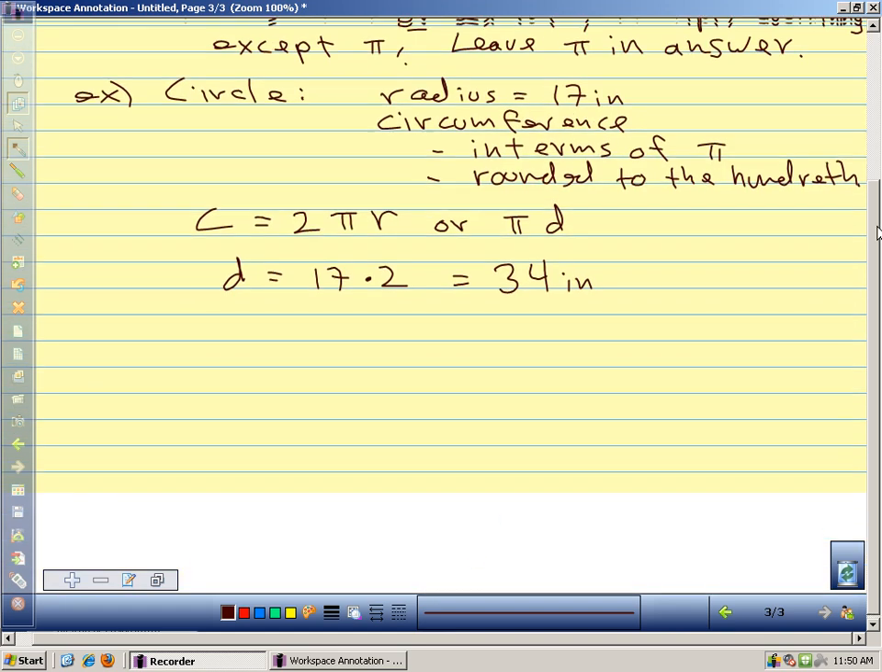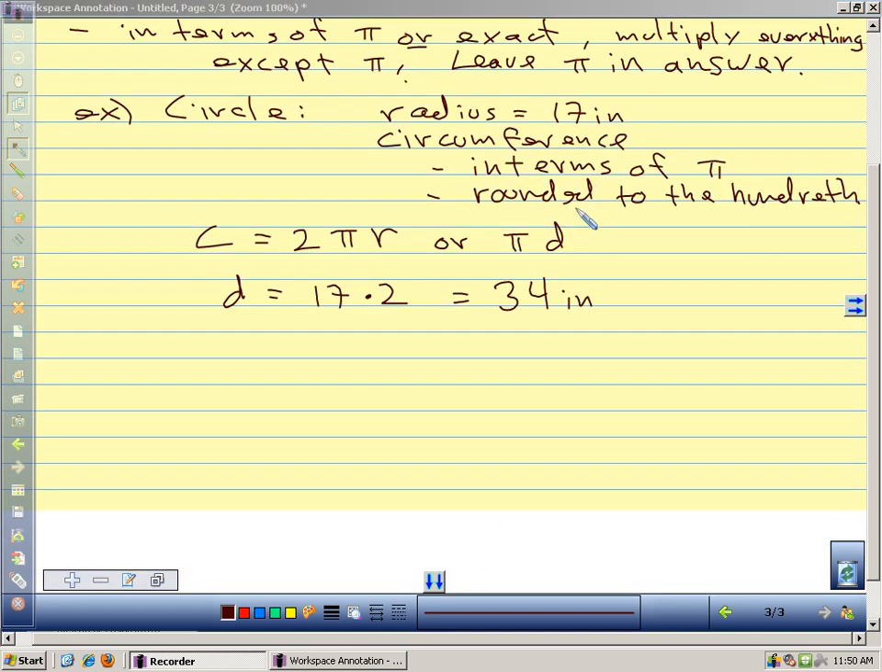So our circumference, if we want an exact answer or if we want it in terms of pi, is going to be 34 pi inches. I just leave pi there, so it's pi times d. My diameter, d, is 34, and I'm multiplying it by pi. 34 pi inches. And if we want it rounded to the 100th, I would put that in my calculator, and the circumference is approximately 106.81 inches when I round it to the 100th place.